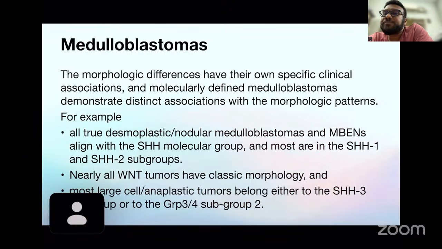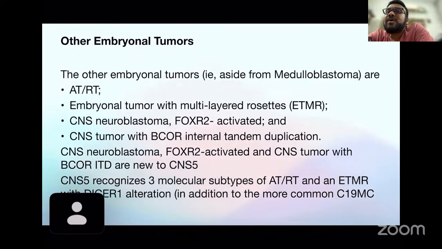Among other embryonal tumors, we have the ATRT, that is the atypical teratoid rhabdoid tumor. Then we have the embryonal tumor with multilayered rosettes, that is the ETMR. Then we have the CNS neuroblastoma, FOXR2 activated, and the CNS tumor with a BCOR internal tandem duplication. You have to know that the last two, the CNS neuroblastoma FOXR2 activated and the CNS tumor with BCOR internal tandem duplication, are new to the CNS5. Similarly, it recognizes three molecular subtypes for the ATRT and ETMR with a DICER1 alteration.